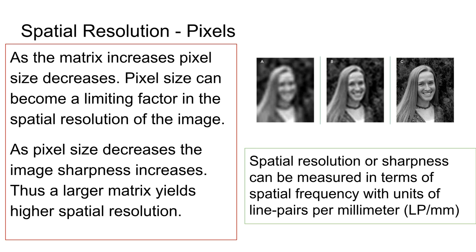And the rule goes as follows. You can only resolve an object that is the same size or larger than the pixel diameter, right? So if the pixel is 0.4 millimeters, then you can resolve an object that's half a millimeter, 0.5. But if it's only a tiny little 0.1 millimeter object and you have a 0.4 millimeter pixel, not happening.